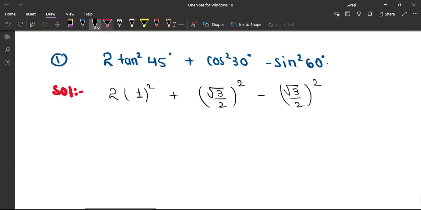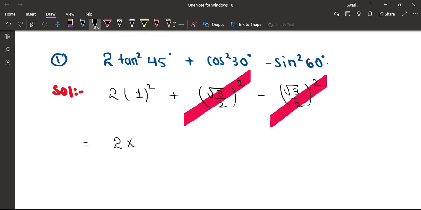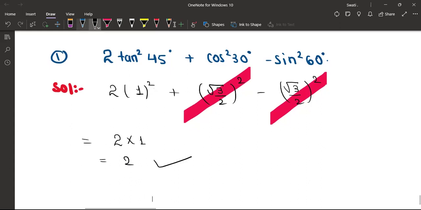Now if you notice one thing, Manya, this term and this term will cancel. Why? Because this is plus √3/2 whole squared and that is minus √3/2 whole squared, so both will cancel each other. Do you understand? So what value is left? 2 times 1 squared, which is 1 only. So what is 2 times 1? 2. That's the answer. Did you understand this? Yes. Okay, let's go to the next question.